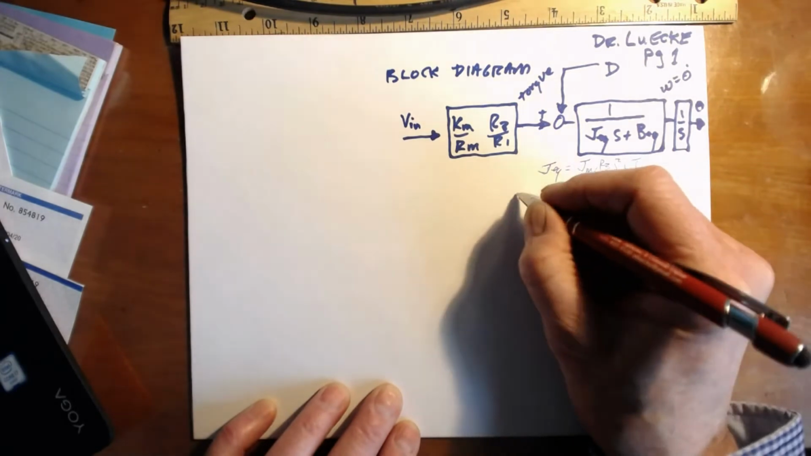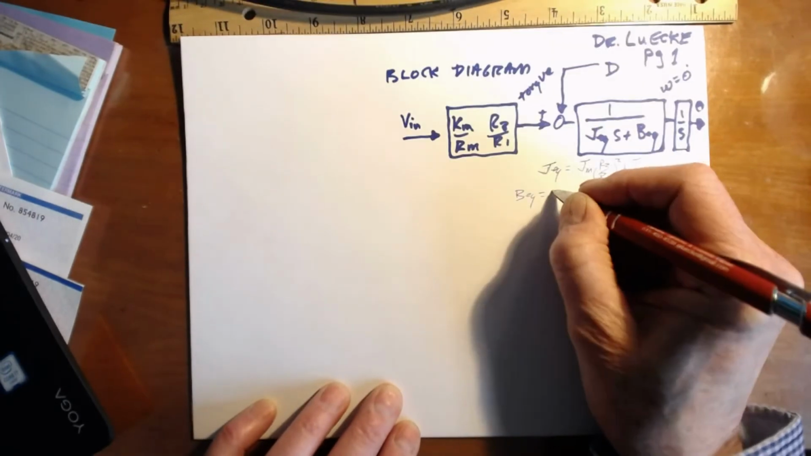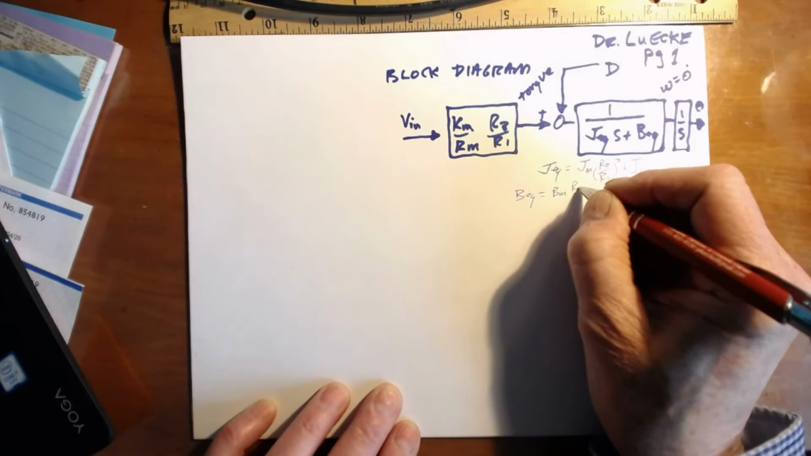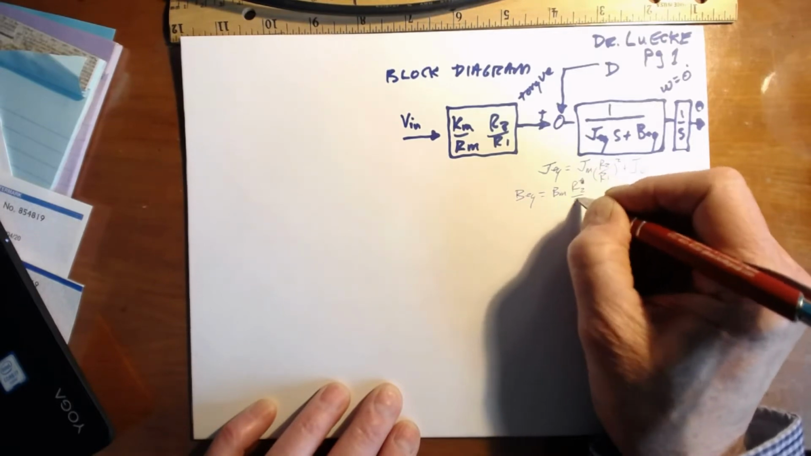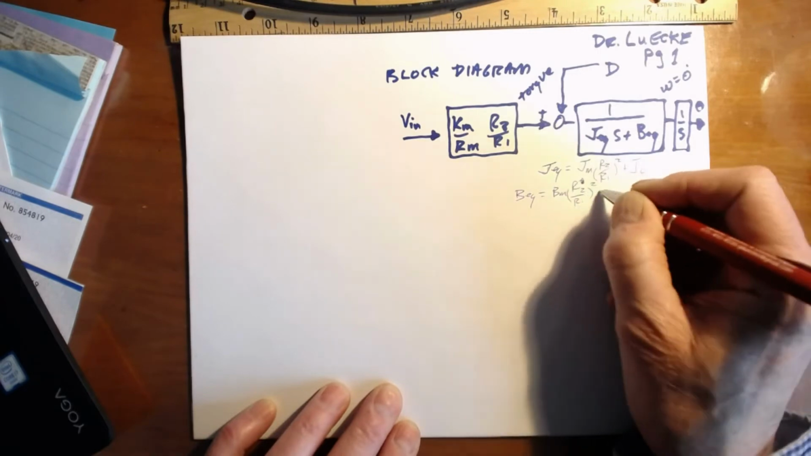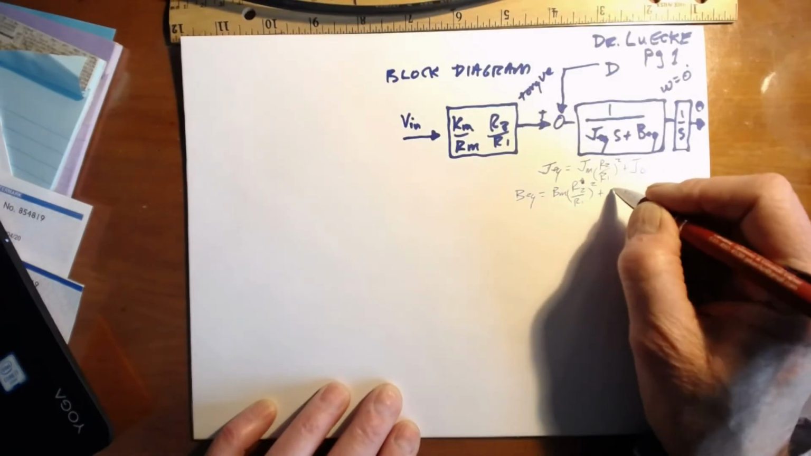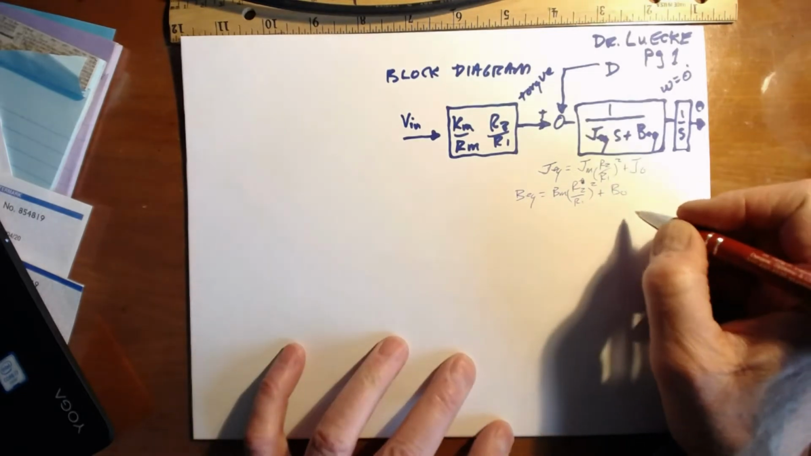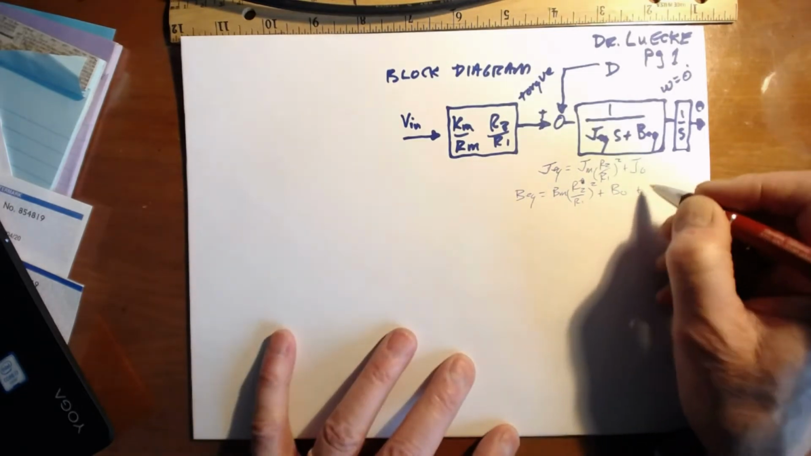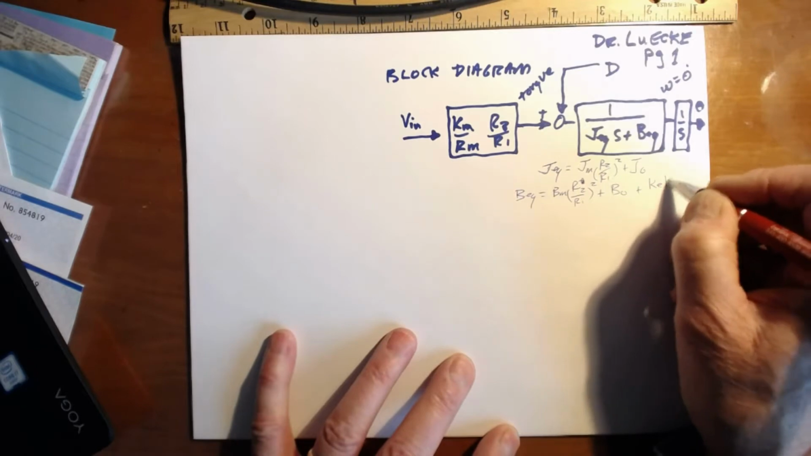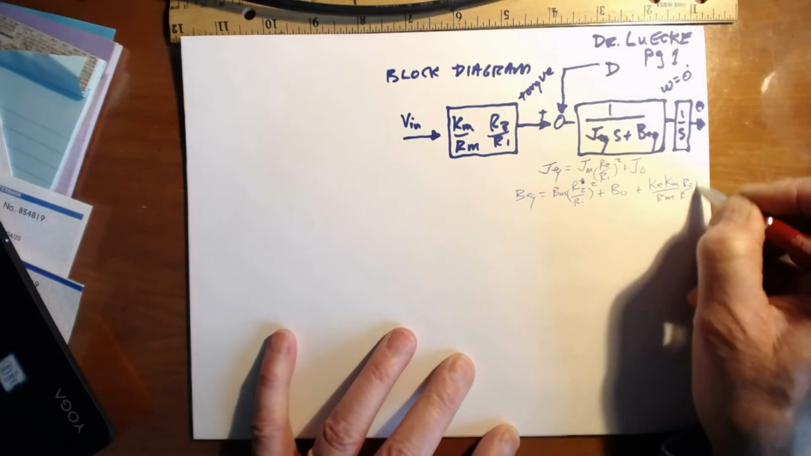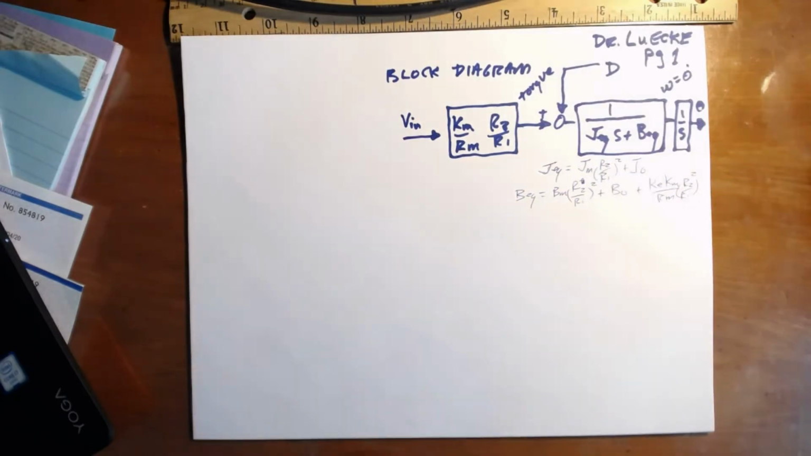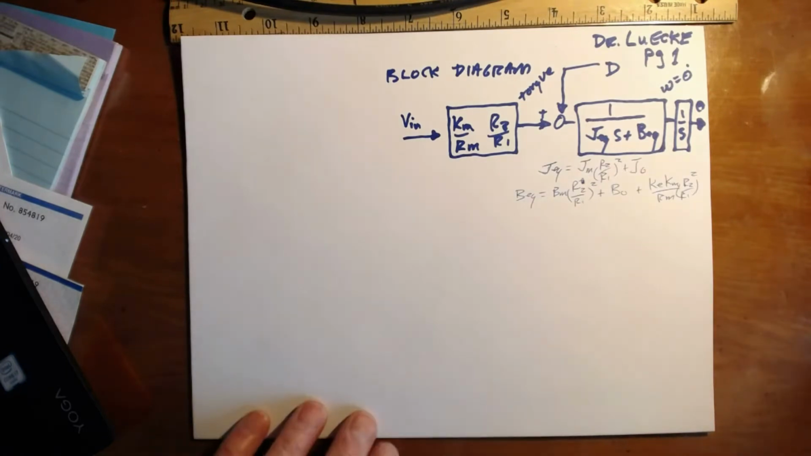And then B equivalent is equal to B on the motor times the gear ratio, R2 over R1 squared, plus whatever output damping there is. And then there's always this back EMF term, KE, KF over RM, R2 over R1 squared. So even if there's not explicit damping, there's magnetic damping that goes on there.